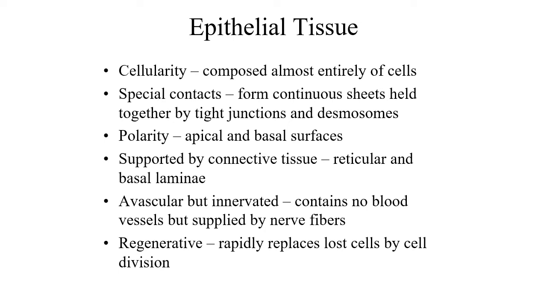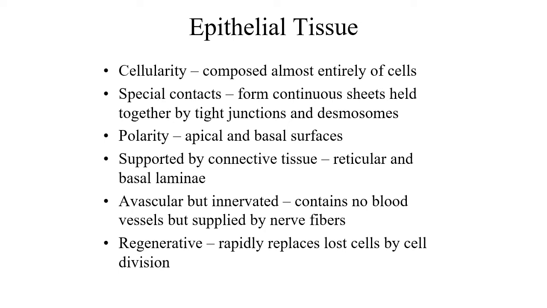And so with epithelial tissue, it tends to be very cellular. And so when we look at the tissue, it appears to be all cells. Within those cells, we won't see any blood vessels because it is avascular. So there's no blood supply that goes up to them. And although there's no blood supply, there is innervation. So we do have nervous input into the tissue itself.